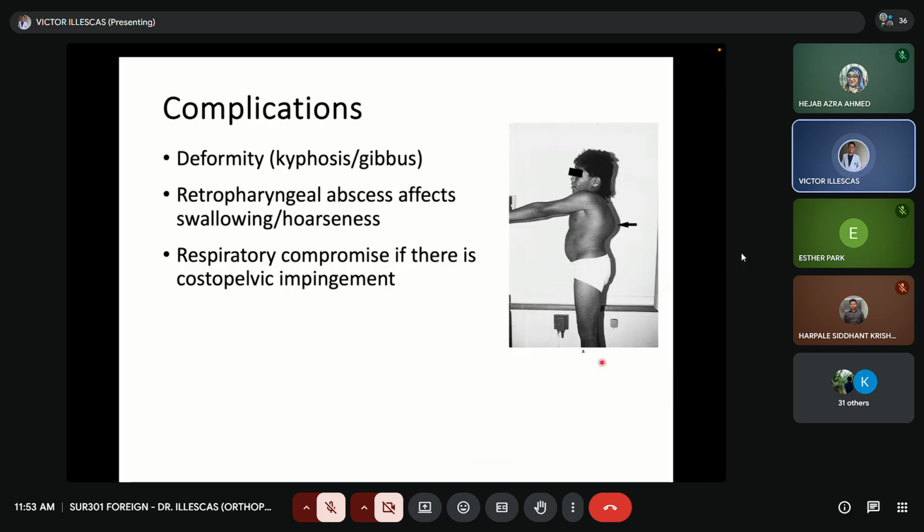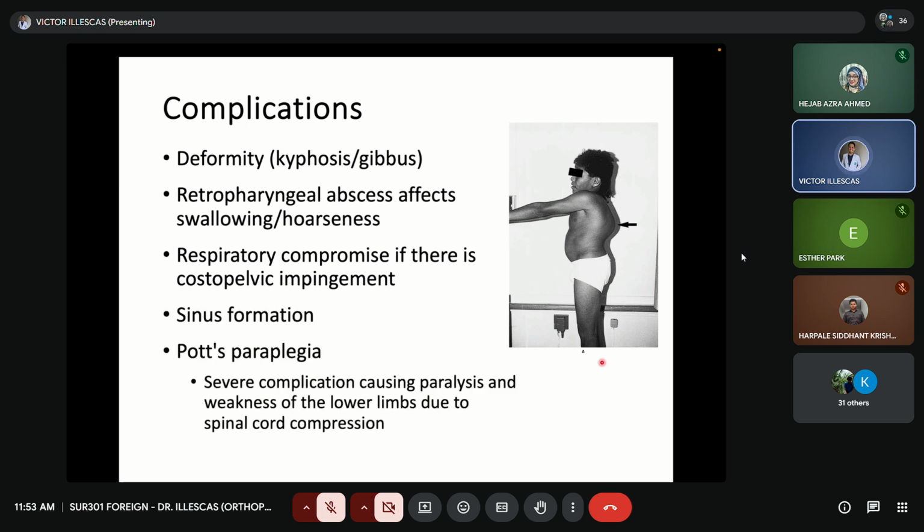So complications are deformity, especially if not treated, abscess that may affect the retropharyngeal area, as well as respiratory compromise, sinus formation, and paraplegia secondary to spinal cord compression.